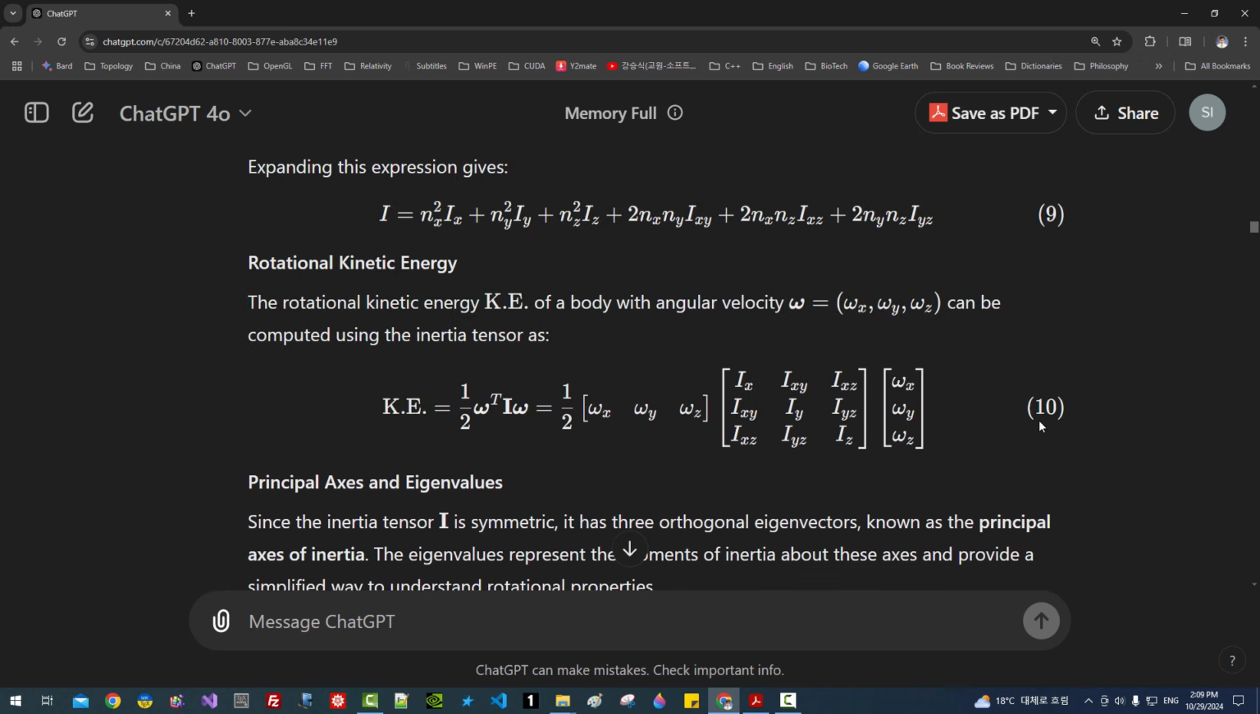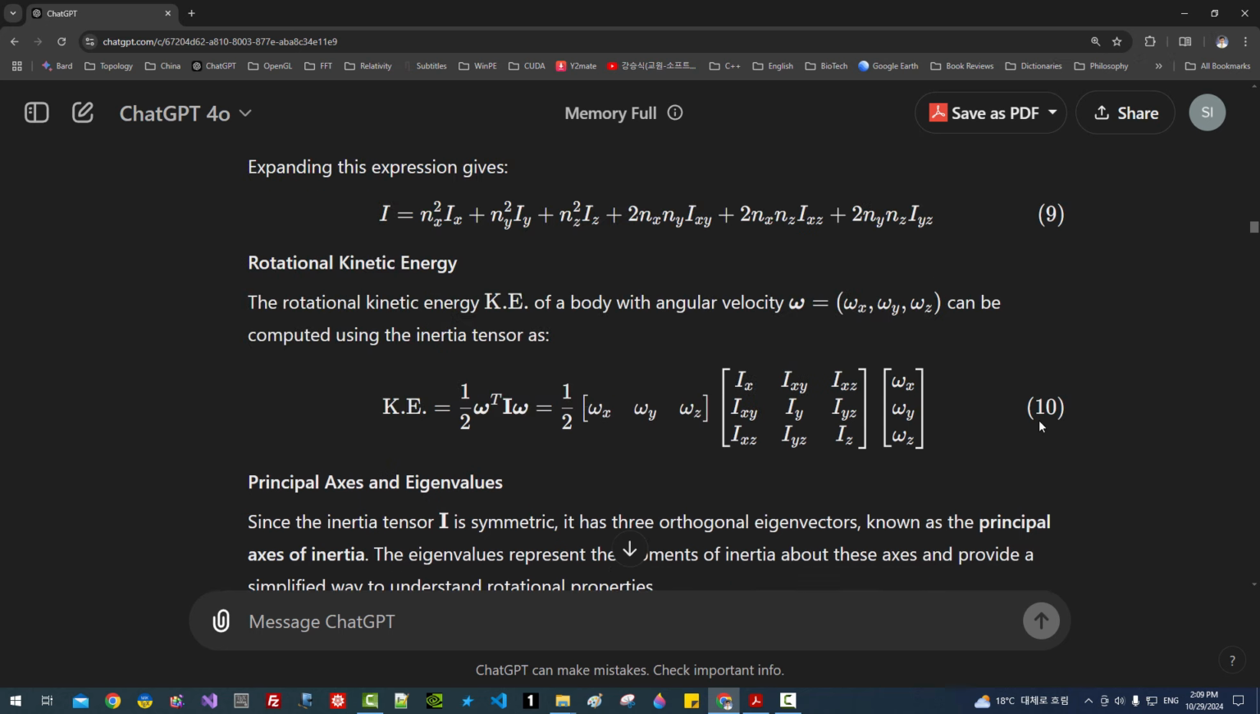Step 1. Define the moment of inertia along each principal axis. The moment of inertia along each principal axis, the x, y, and z axes, measures the body's resistance to rotation about that axis. These are defined as follows. 1. Moment of inertia about the x-axis, Ix. Ix equals the integral of (y² + z²) dm, equation 2. This equation tells us that Ix depends on the distribution of mass in the y and z directions. When rotating around the x-axis, points further from the x-axis, having larger y and z values, contribute more to the moment of inertia.